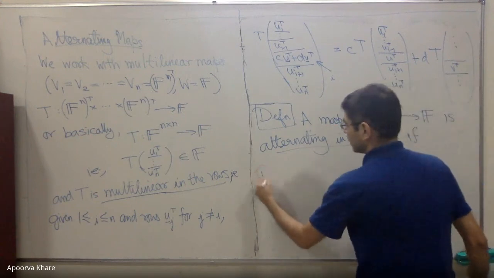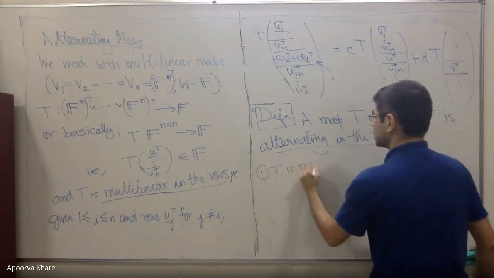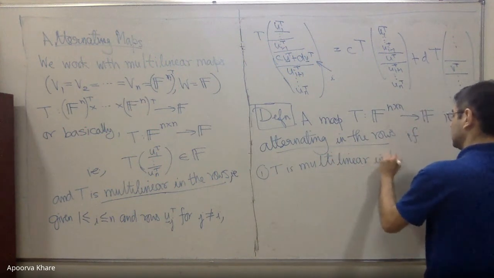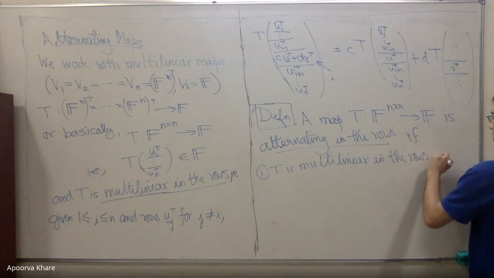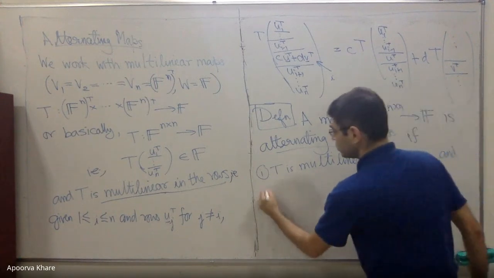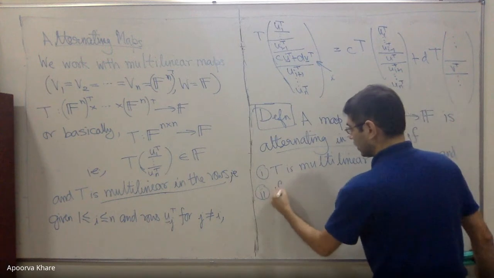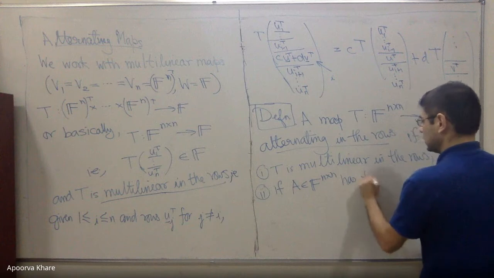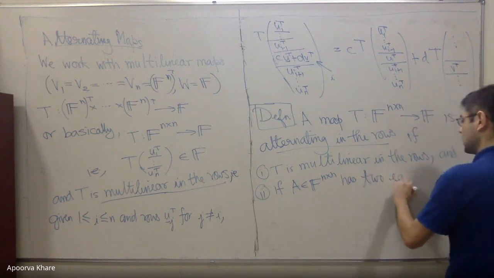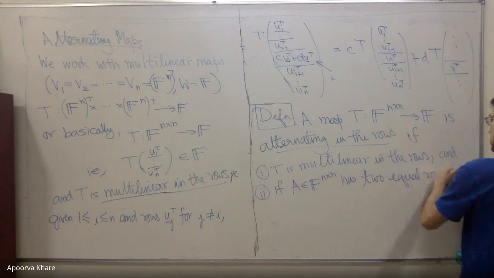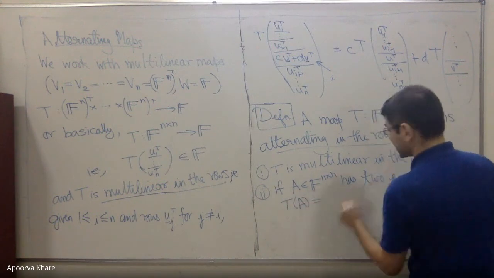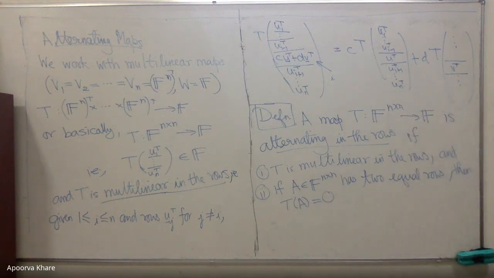One, T is multilinear in the rows, and two, if A in F to the n cross n is a matrix with 2 equal rows, then T of A equals 0. Remember, it's a scalar, well, it's the 0 scalar. That is the definition of an alternating map, alternating in the rows.